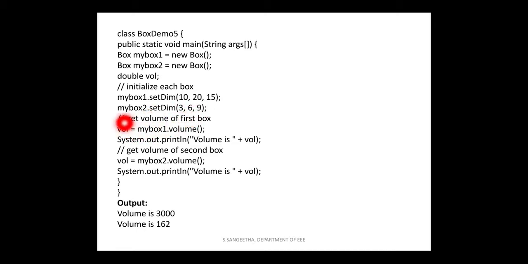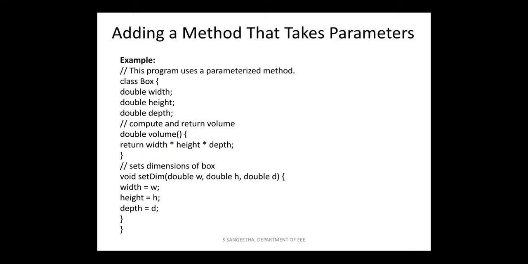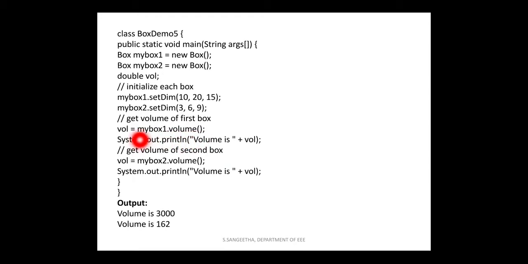So next you have to get the volume of the two boxes by using the formula vol is equal to mybox1.volume. So the mybox1.volume value will be computed by using the formula width into height into depth. What is the width into height into depth for mybox1? It means 10 into 20 into 15, which will be equal to 3000. The value of 3000 is stored in the vol.